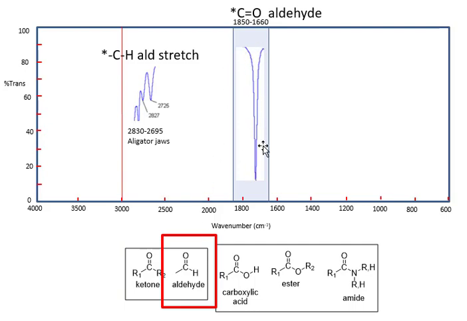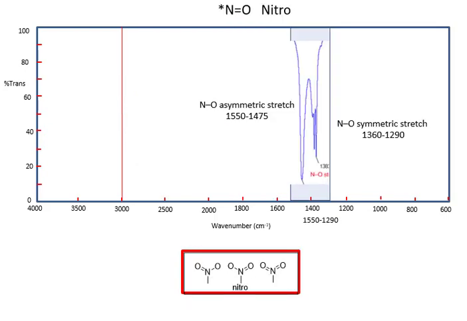Again, we have the carbonyl peak for the aldehyde, but in this case we have this H right here, which shows up as sort of these alligator jaws at about 2830, 2695. So you can always differentiate the ketone from the aldehyde because the ketone wouldn't have those.